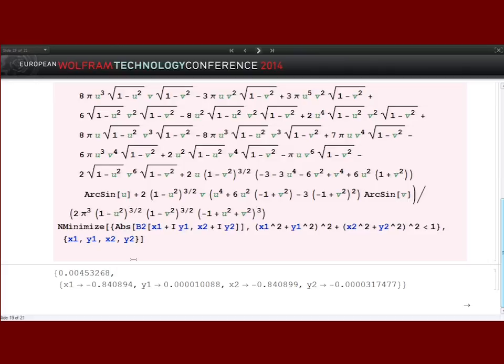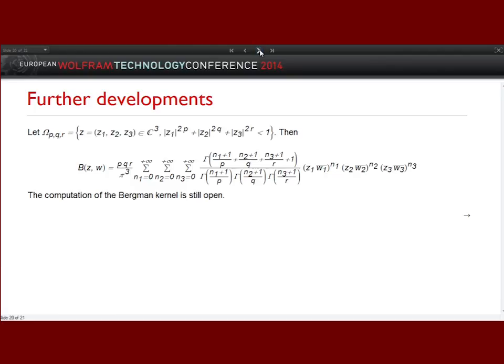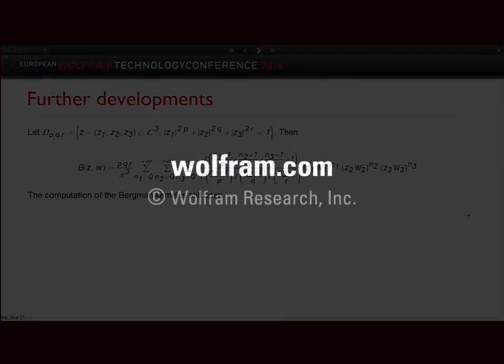And to finish, I want to go for a development: what happens if you consider 3 variables? In this case, you consider the domain omega PQR, given by that. The related Bergman kernel is given with this formula, but the computation of the kernel is still open. And thank you very much.